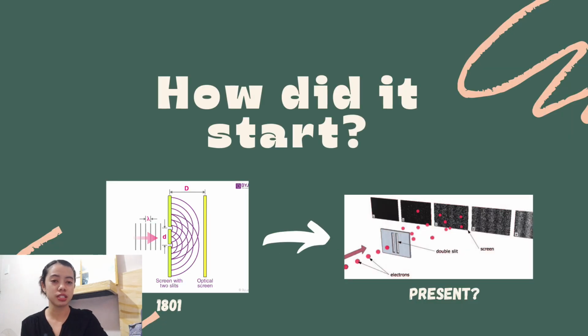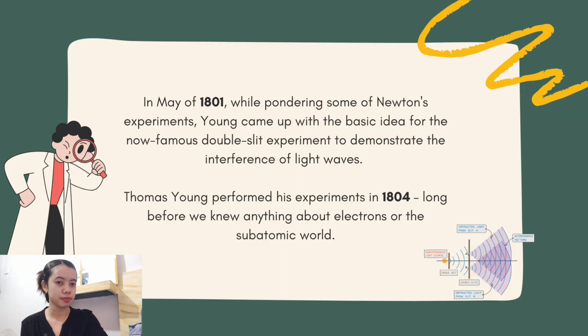So how did it start? In May of 1801, while pondering some of Newton's experiments, Young came up with a basic idea for the now famous double slit experiment to demonstrate the interference of light waves. Thomas Young performed his experiment in 1804, long before we knew anything about electrons or the subatomic world.